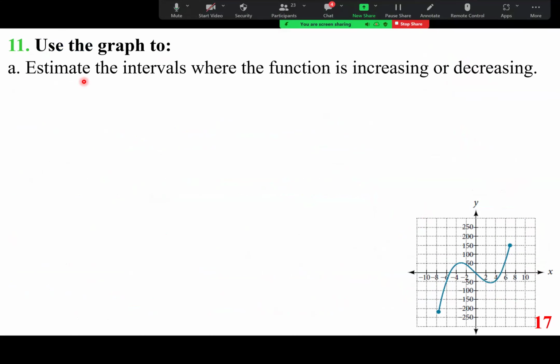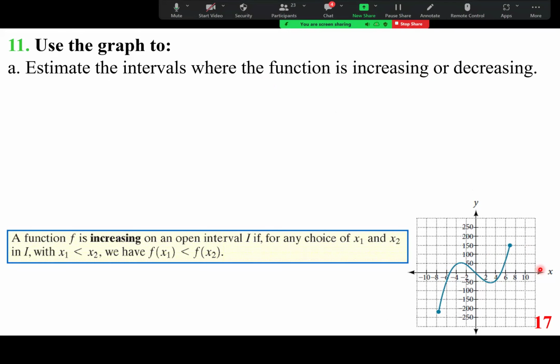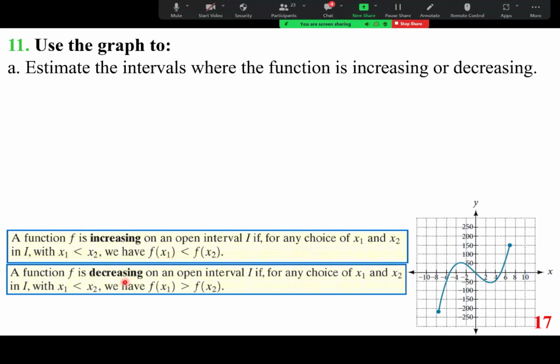Use the graph to estimate the intervals where the function is increasing or decreasing. So let's remind everybody, a function f is increasing on an open interval if for any choice of x sub 1 and x sub 2 in the interval, x sub 1 less than x sub 2, f of x sub 1 is also less than f of x sub 2. Decreasing is the opposite of that. If x sub 1 is less than x sub 2, f of x sub 1 is larger than f of x sub 2.